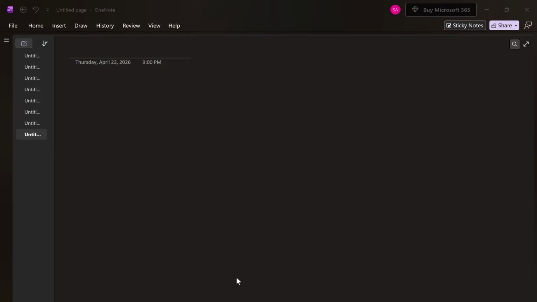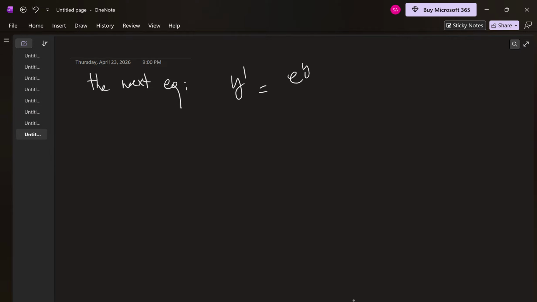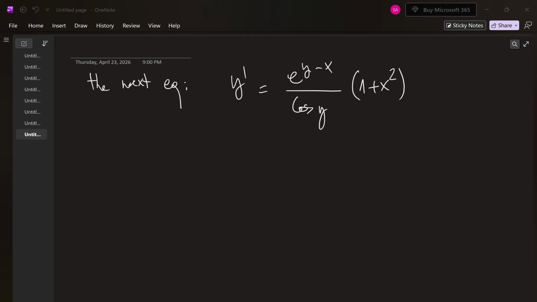So the next equation is y prime is equal to exponential y minus x over cos y, which is equal to 1 plus x squared, and you have y of 0 is equal to 0.